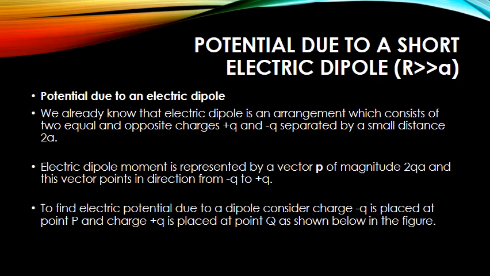Alright students, now this discussion will be an extension of the discussion we did in the previous session. We will apply the concepts learned to find out electric potential due to a short electric dipole. Let us once again consider what an electric dipole is. It is just an arrangement of two equal and opposite charges separated by a short distance. The distance for that matter is represented by 2a.